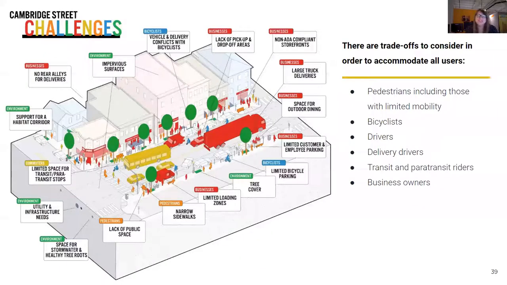So this diagram looks a little bit crazy, but that is purposeful. It's a really good summary of all of the things that are being asked of Cambridge Street right now, from the pedestrians, from the bicyclists, from the business owners, from the environment. It's a pretty narrow street and it has to accommodate all of these different things. And it really just tees up where we're going in thinking about this. How do we accommodate all of these different users? What are the potential trade-offs? And how can we really make this street safer and greener while supporting our local businesses that everybody loves and wants to continue supporting?